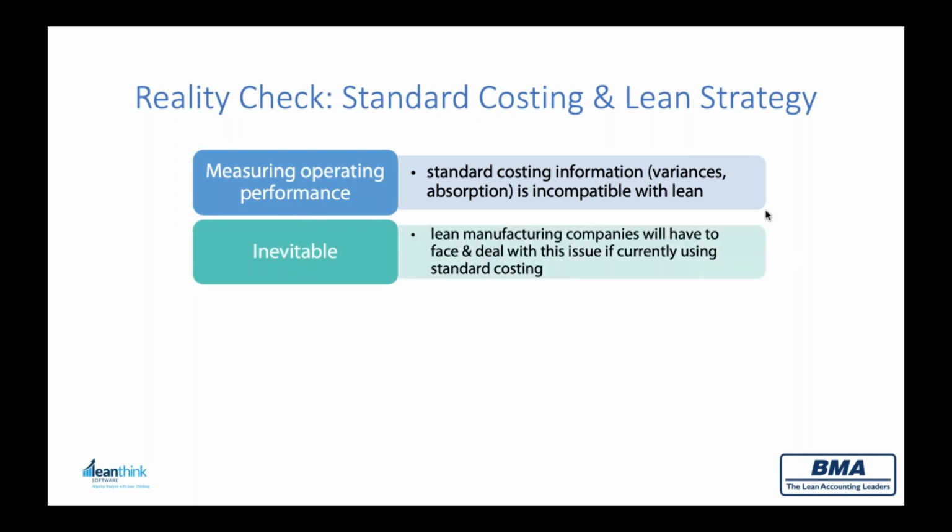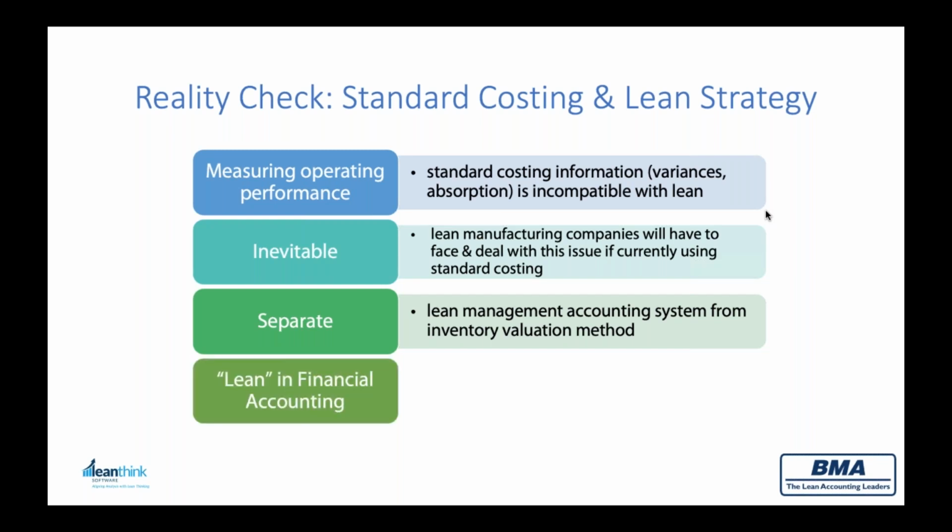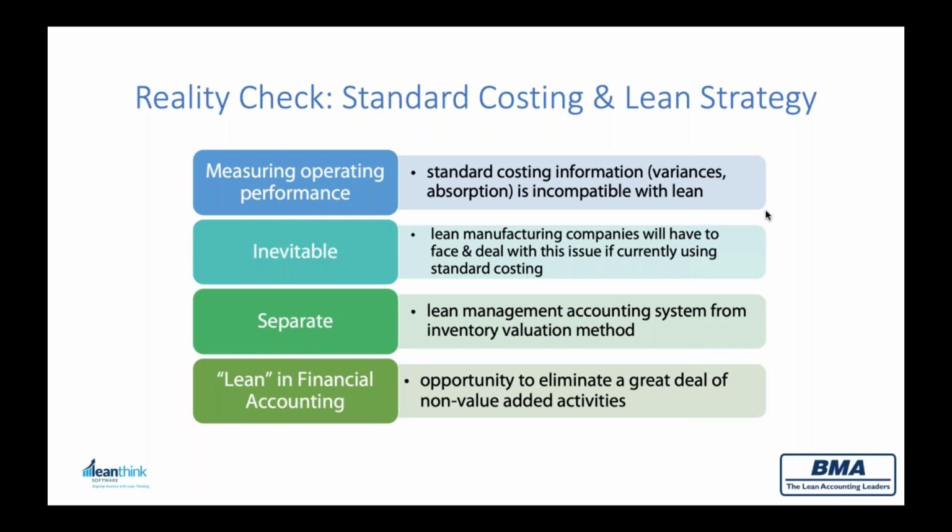You will have to deal with standard costing if you are a lean manufacturing company and you use it. So be proactive in terms of facing the issues and dealing with this. Create a plan, a long-term plan to deal with standard costing. Separate your management accounting system from your inventory valuation method. I recommend doing this early in the lean journey. And finally, for the finance and accounting people, please understand that this is an opportunity to eliminate a great deal of non-value added work in accounting and also in operations.